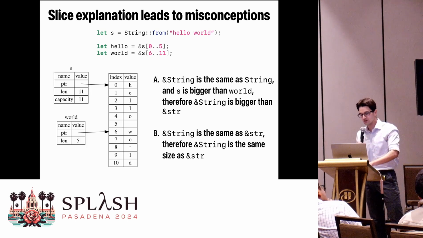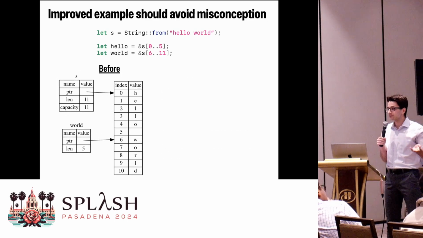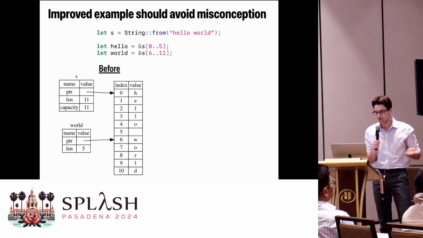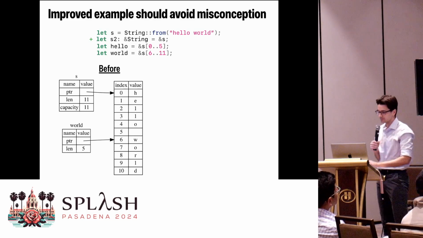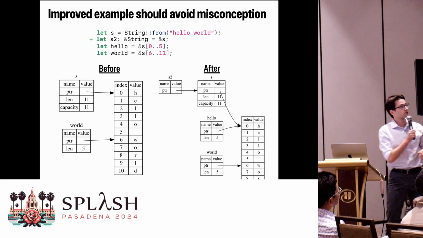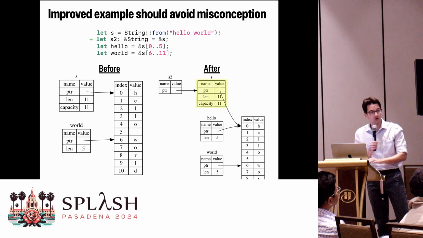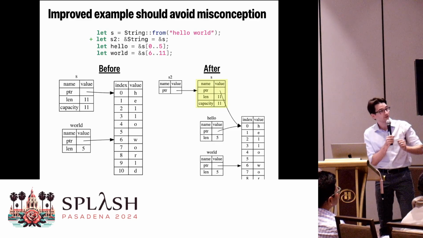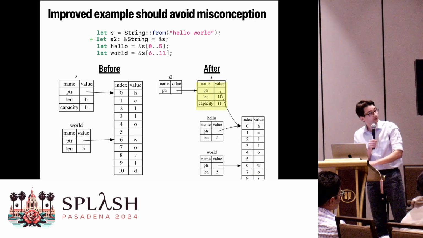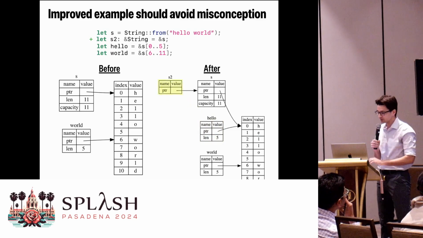So compared to the original, we modified the example to introduce an owned string reference, as shown here, S2 equals &S. And we modified the diagram to show each kind of pointer. Now learners could see the relative sizes of all 3 types: the owned capital String S with 3 fields, then the string slice with 2 fields, and the plain reference with 1 field.